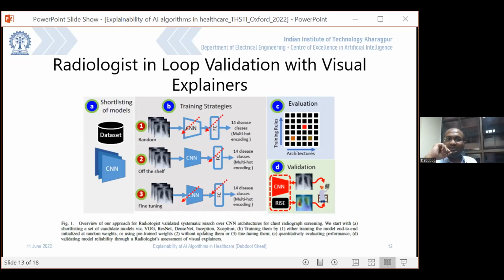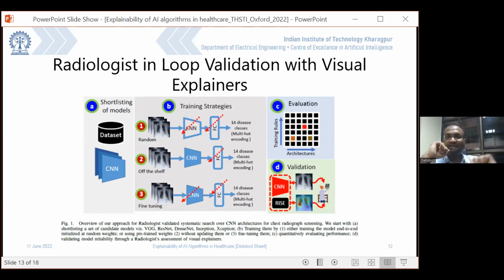Now you have multiple of these candidate networks, and across architectures and training rules, whatever you have defined, you would find that a few of these models show very good accuracies. You pick them up. Once you pick them up, you show these models to a radiologist in terms of their performance. But your CNN is just going to give you a probability of it seeing a certain class of pathology, whether there was cardiomegaly, whether there was consolidation or not. It may give you a probability, but the model does not directly give you a location where it looked and came to this decision.